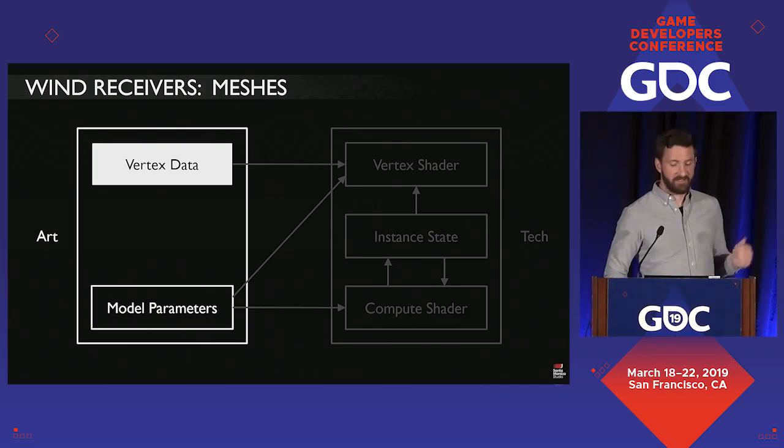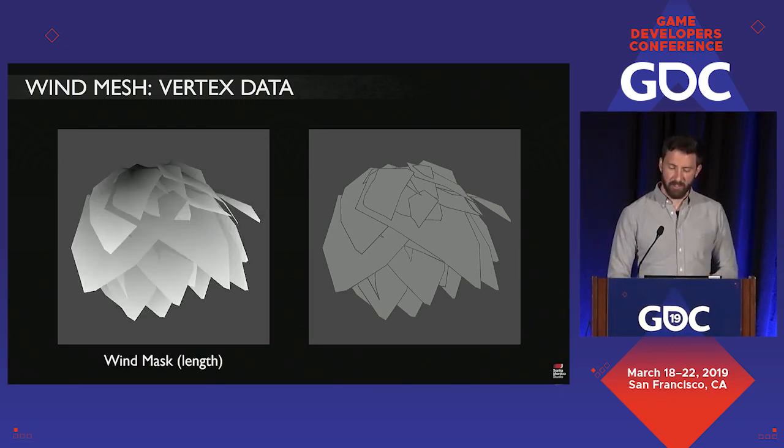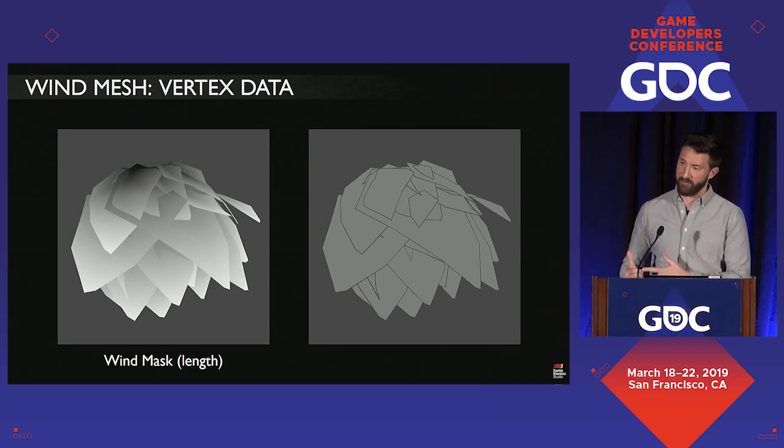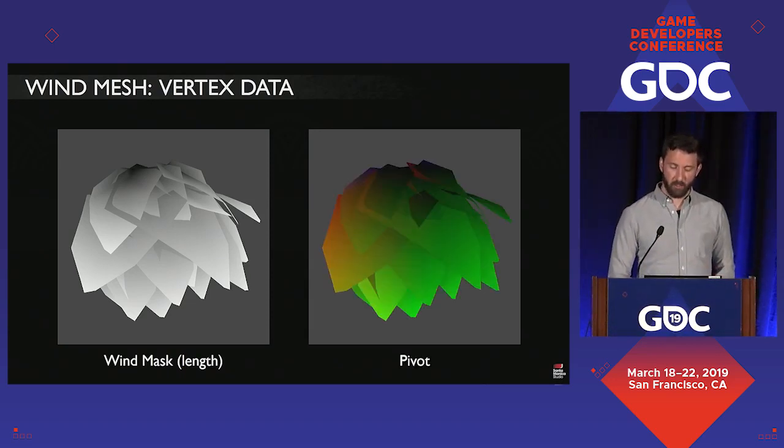First, let's start with the vertex data. We use 4 floats to store 2 data values. One float is for the wind mask. This attenuates the movement due to wind. It's usually a gradient from 0 to 1, representing the normalized distance from the root vertices, the verts that don't move. The other 3 floats store the relative location of that root vertex.